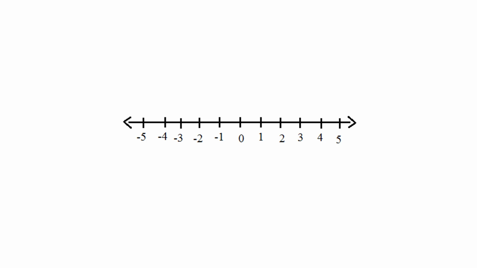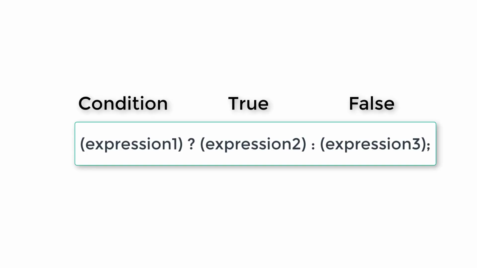Let's check if the user entered integer number is positive, negative or zero. Any number which is greater than zero is positive, any number which is less than zero is negative. Okay, we will be using nested ternary operator to check and output the result to the user.